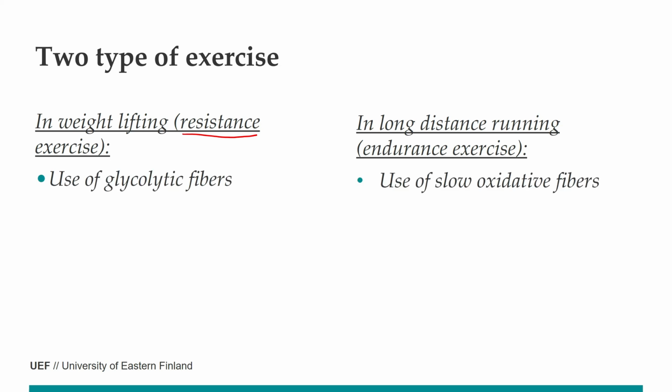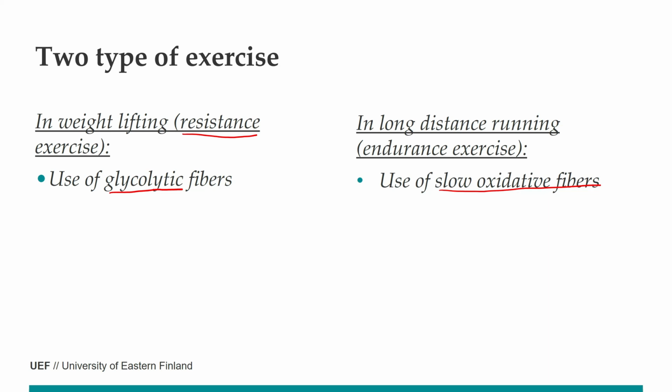And in these two different kinds of exercises, we are using different kinds of fibers. When you need more power, you need glycolytic fibers, because in these glycolytic fibers you can upregulate glycolysis quite easily. So you can get the maximum, but you can get it only for a short time. But in these endurance exercises, we are using the slow oxidative fibers. We are not getting as much power as with the glycolytic fibers, but we are going to get it for a long time.